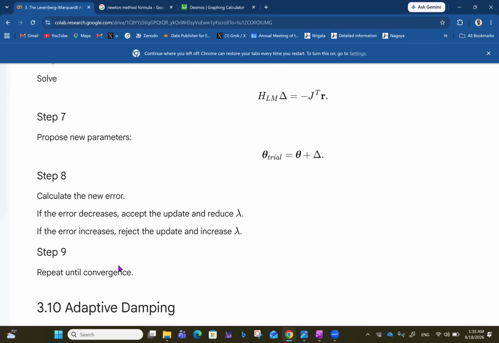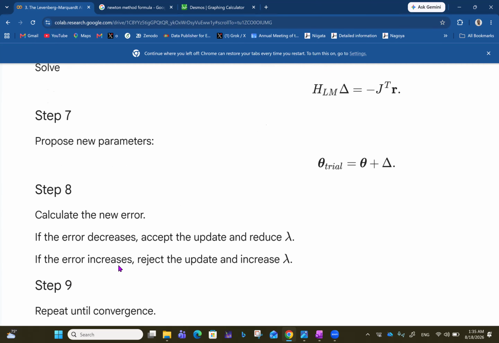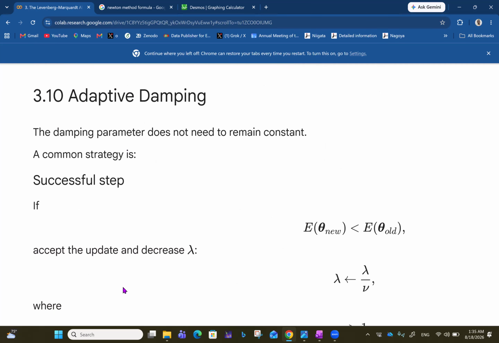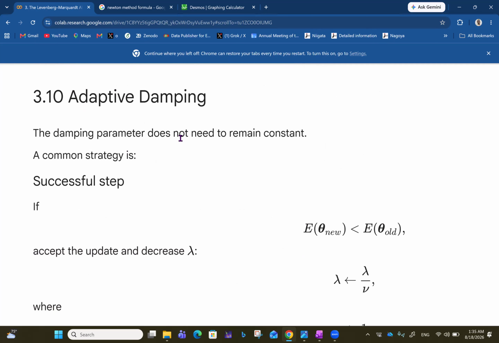And in step 8, you calculate the new error. If the error decreases, you accept the update and reduce lambda. If the error increases, you reject the update and increase lambda in that case. So step 9, you repeat until you get convergence. So then we talk about adaptive damping. The damping parameter does not need to remain constant. So lambda does not have to be a fixed value. It can keep changing to improve the search for an optimal result.